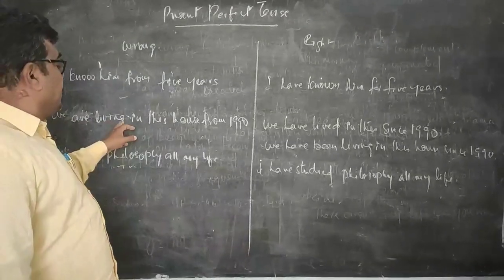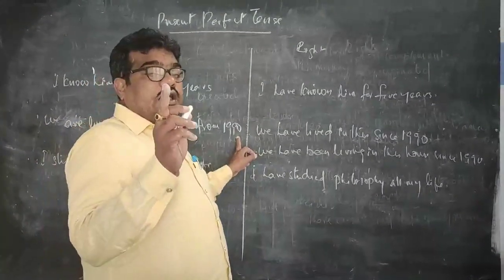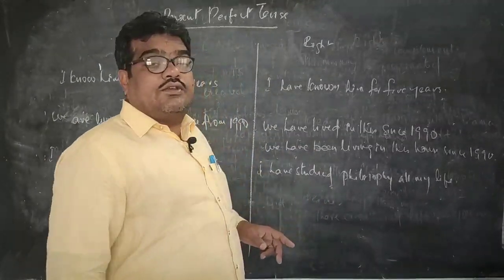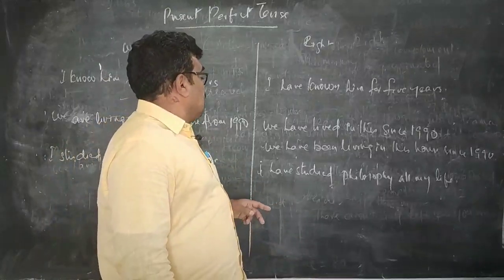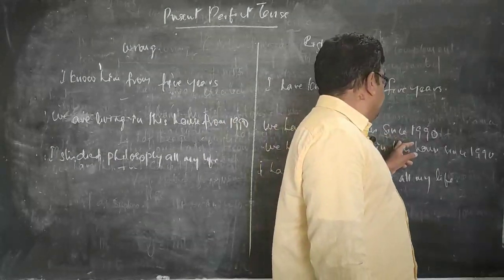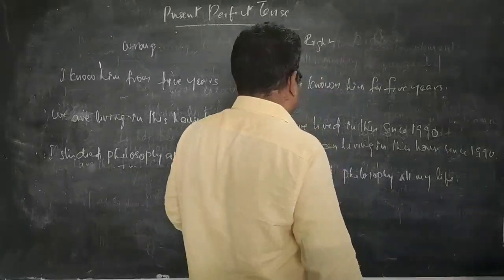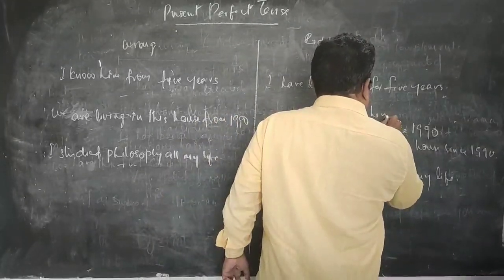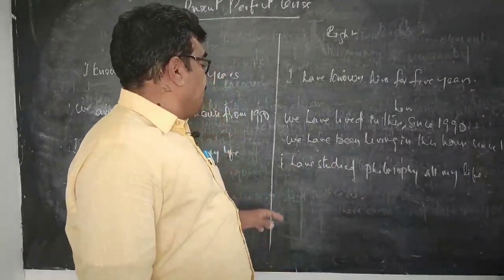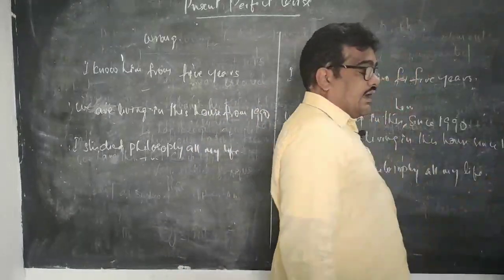Next example. "We are living in this house from 1990." When we are talking about point of time, we have to use since, and when we use since, we have to use perfect tenses. So it is better to use "We have lived in this house since 1990." And another example, we can write in present perfect continuous tense also. "We have been living in this house since 1990."